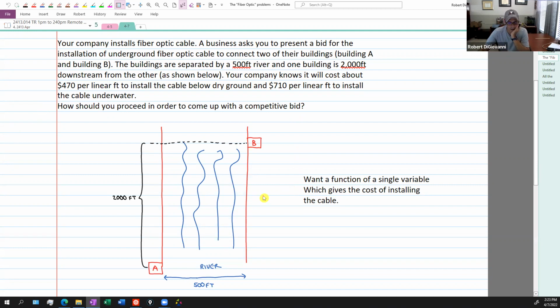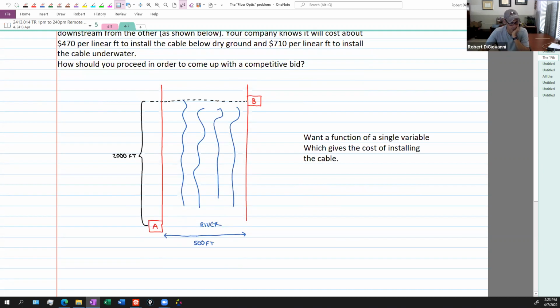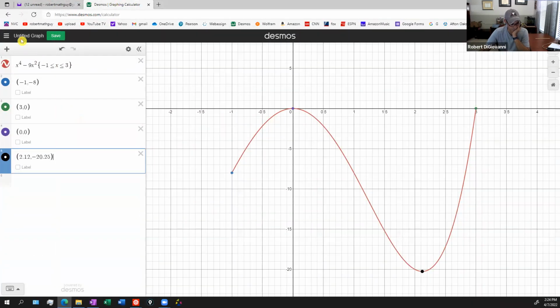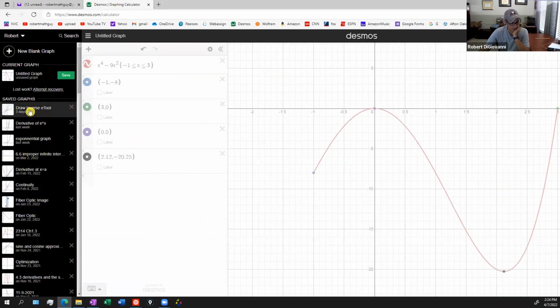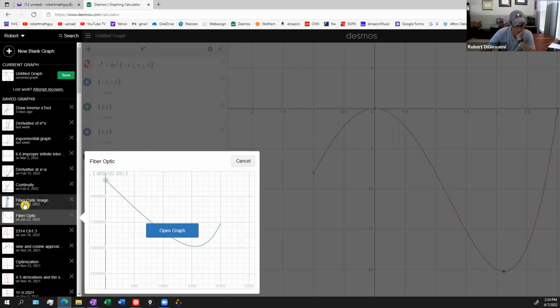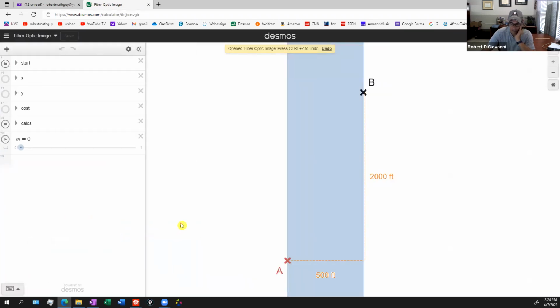So we're sitting here. We're like, okay, how do we do this? So I have an animation here for you. Let's see if I can find it. Fiber optic. Here we go. So here's kind of another picture of the same situation, all right? We have building A, building B, 500 feet across, 2,000 feet down.